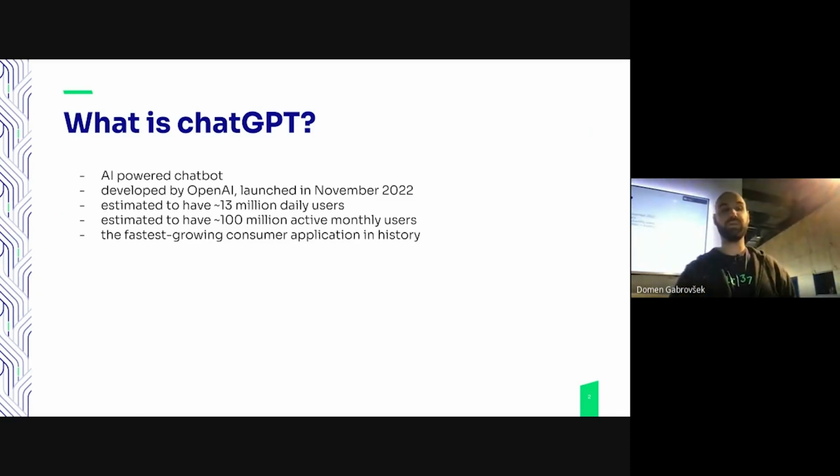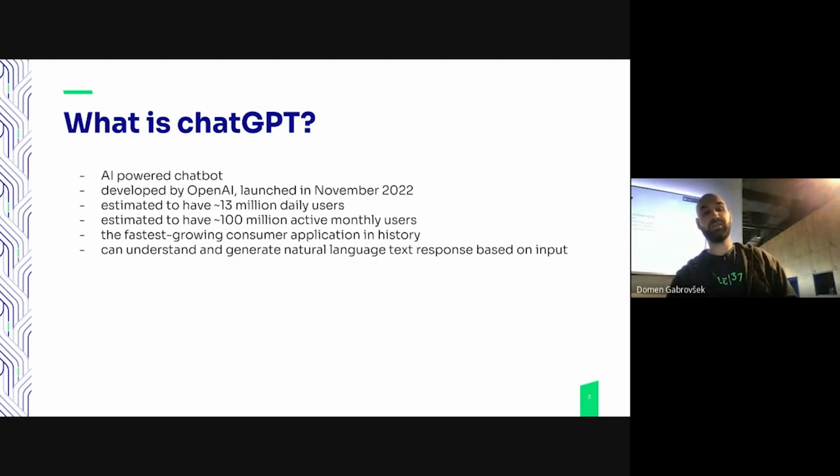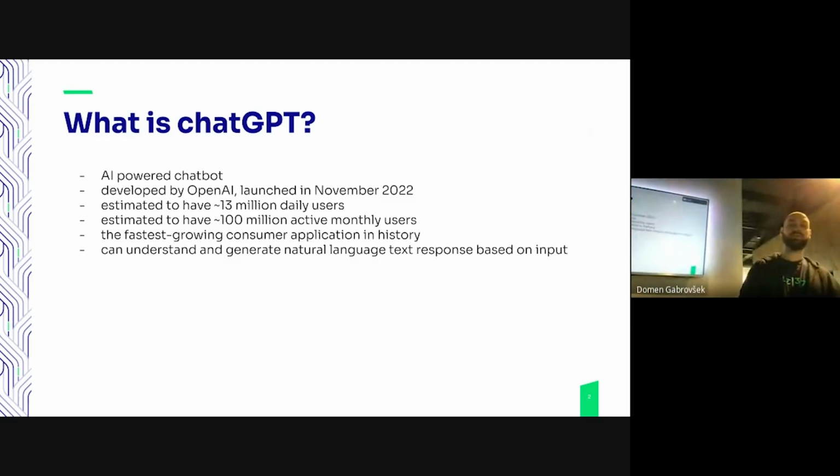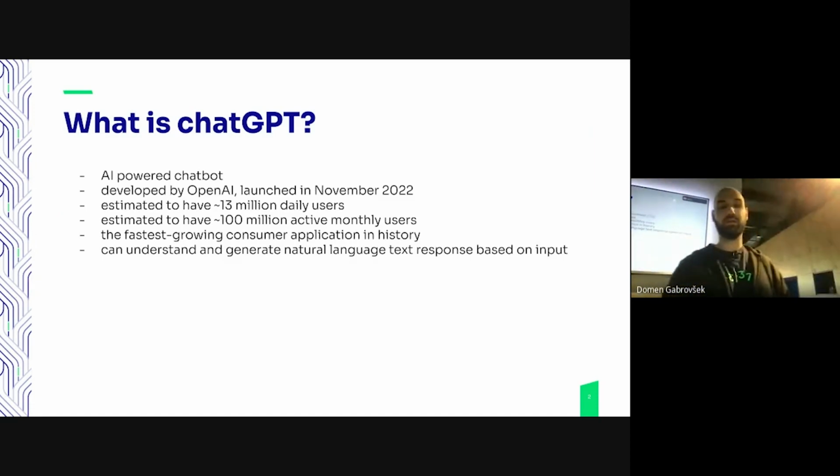In around 2 or 3 months, it can understand and generate natural language text based on input. So we ask it something, we get a response back, and then it remembers the context, and we can iterate with that and either learn something or just iterate on some ideas.